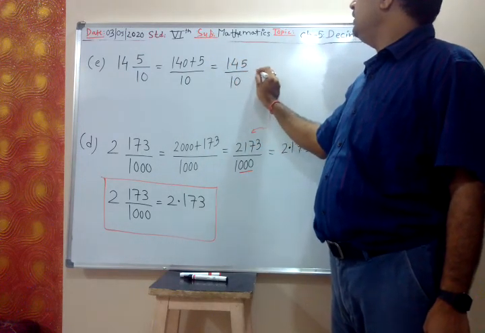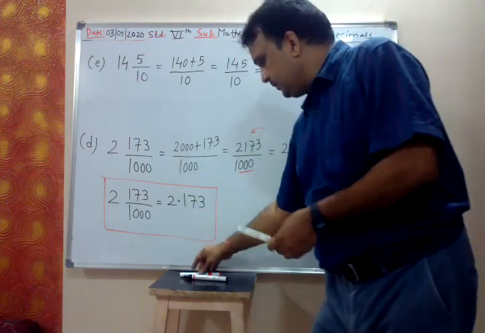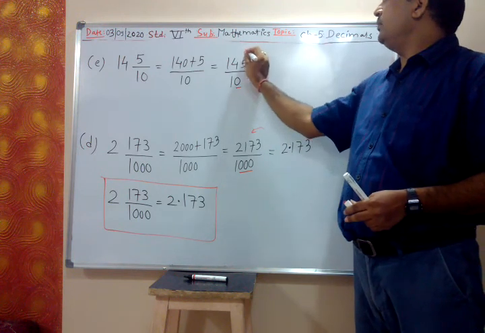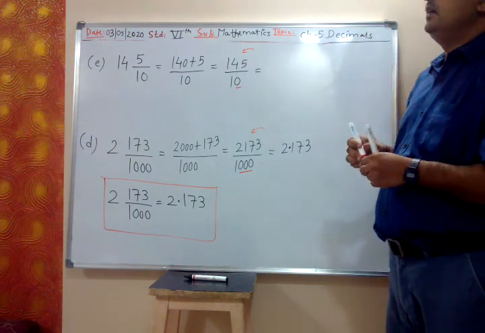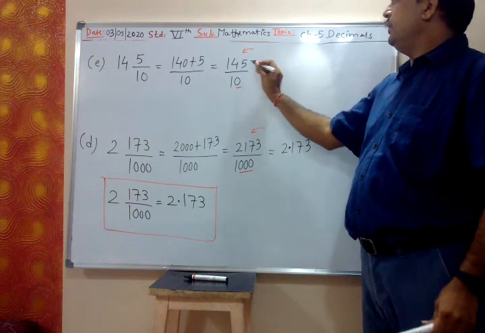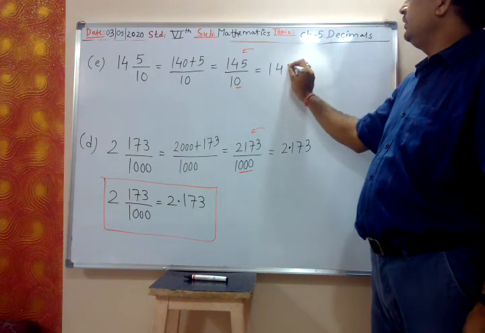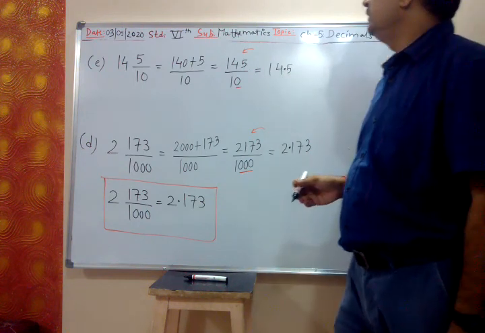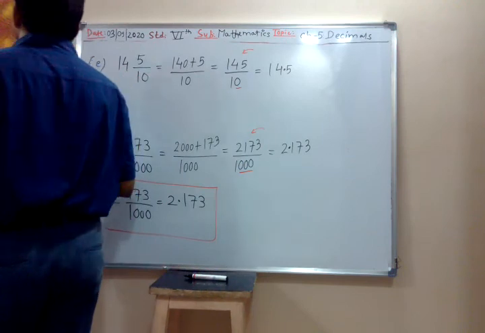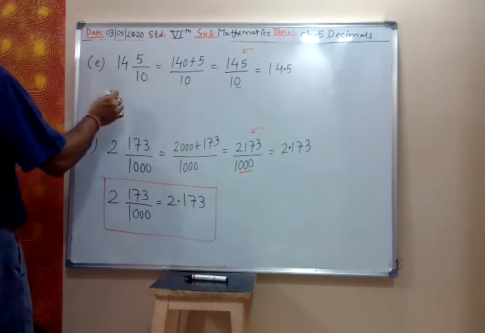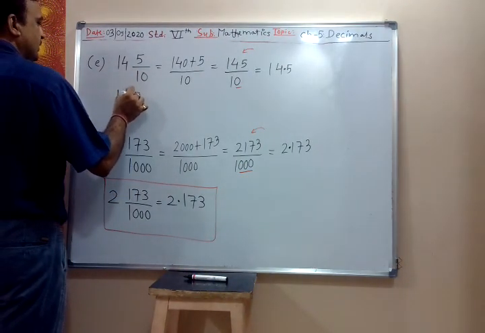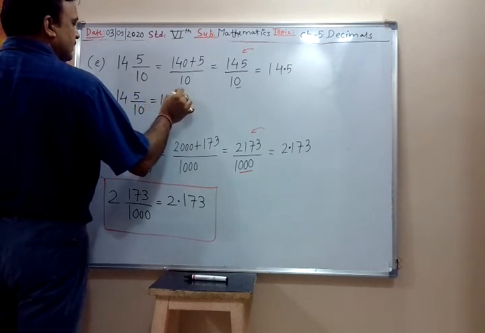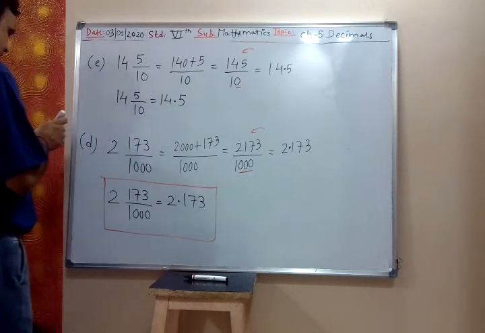Now we see the denominator. In the denominator, there is 1 zero. So we start from right and put the decimal after one digit. So 145, start from right, 1, and put the point. So that is 14.5. We put the decimal after one digit from right. So 14 is to 5 upon 10 is same as 14.5.